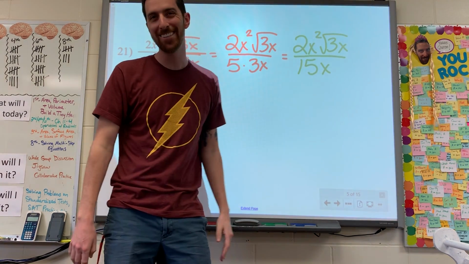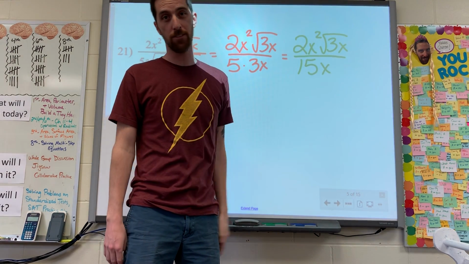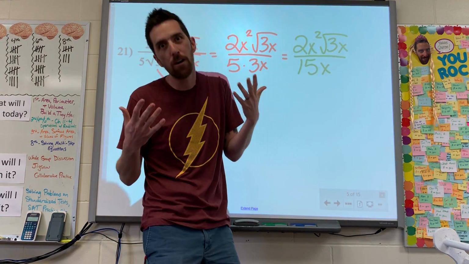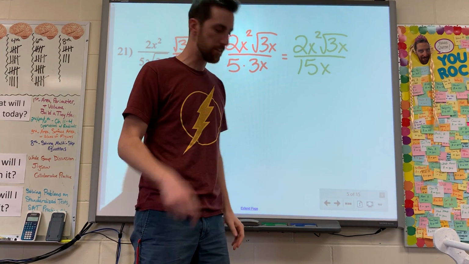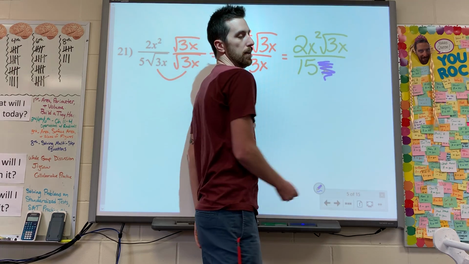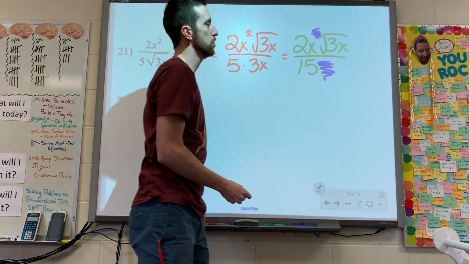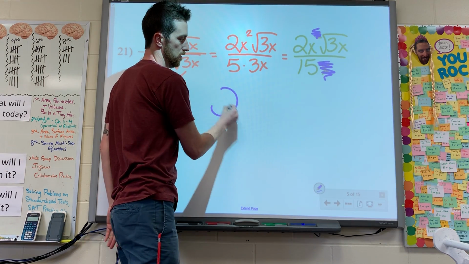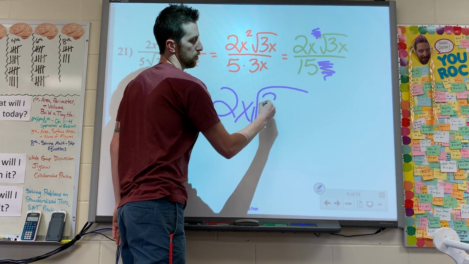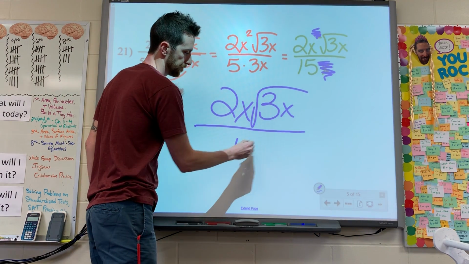That's right, x. So, there's x squared in the numerator. There's just x on the bottom. So how many more are on top? 1. So we can cancel out the x on the bottom. And that would cancel out one of the x's on top. So we would just have 2x root 3x over 15.